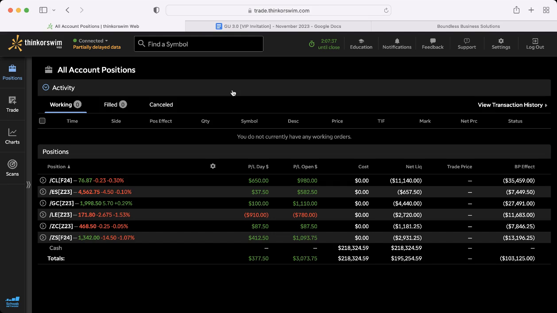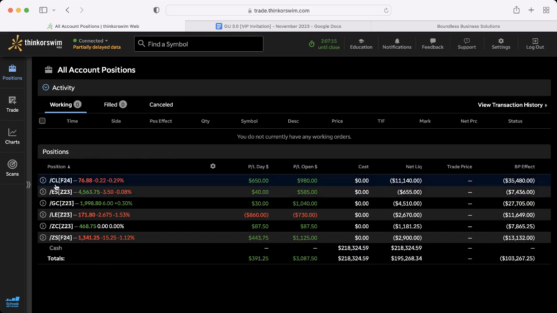Okay, so let's just start right here. Here's your account positions page. This will show you any working orders or filled orders that you have in for today. Right now we don't have any orders in. Go down a little bit further here. This lists the positions. As you remember, we've gone over this, but a quick review.